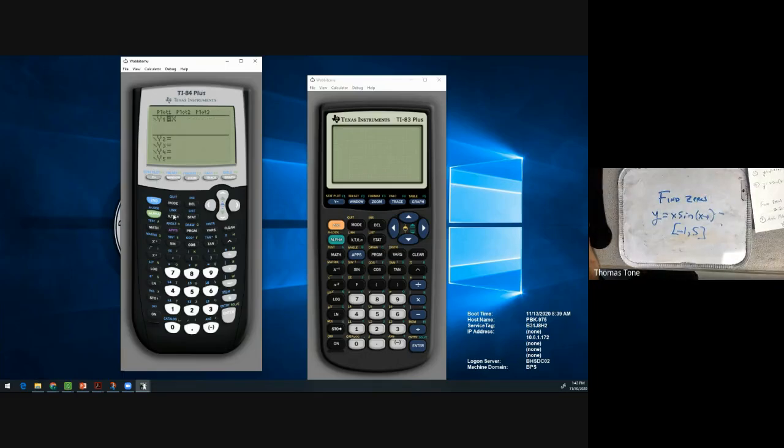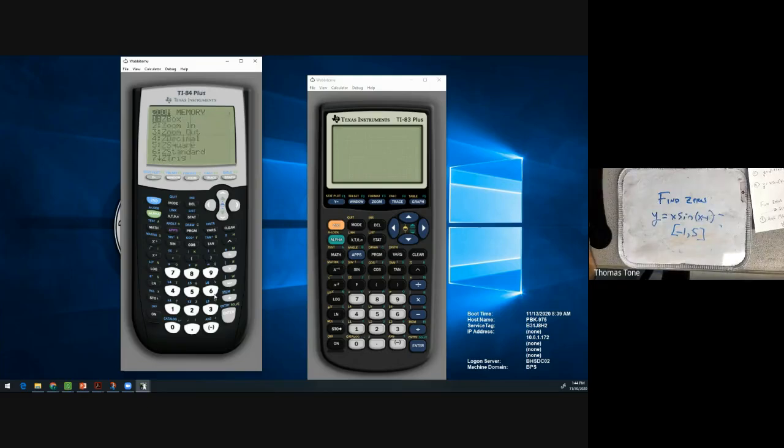Let's go x sine x minus 1. Again, not the negative sign. When would you use the negative sign? If it was like -x squared, you need the negative sign. All right, and let's go zoom 6 here.